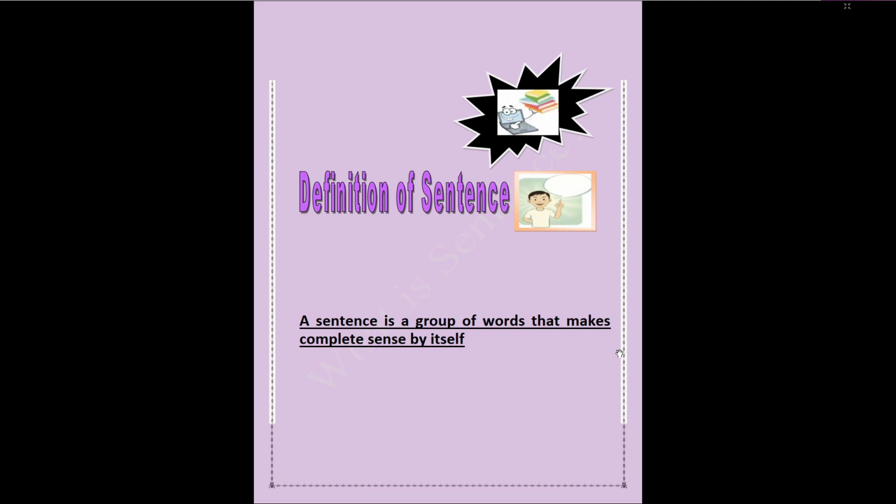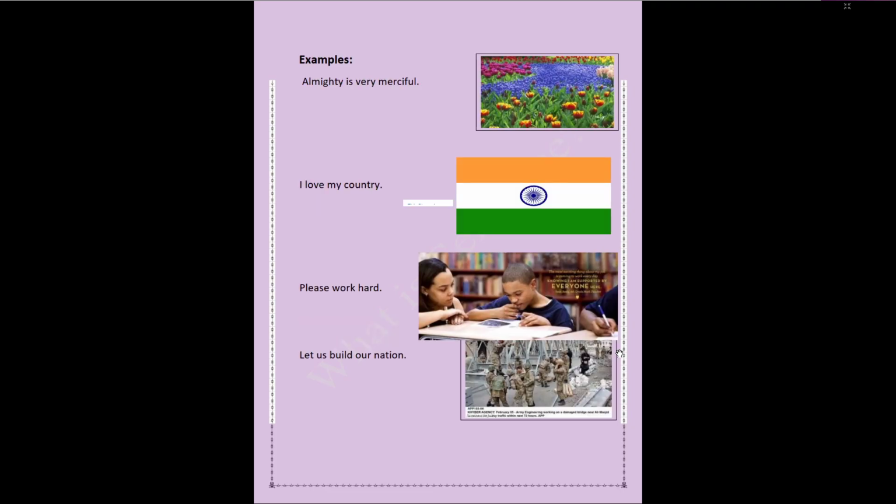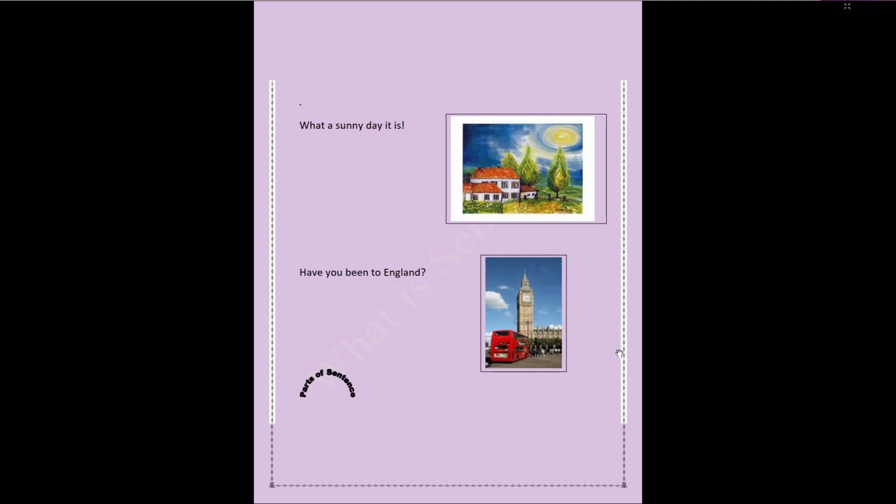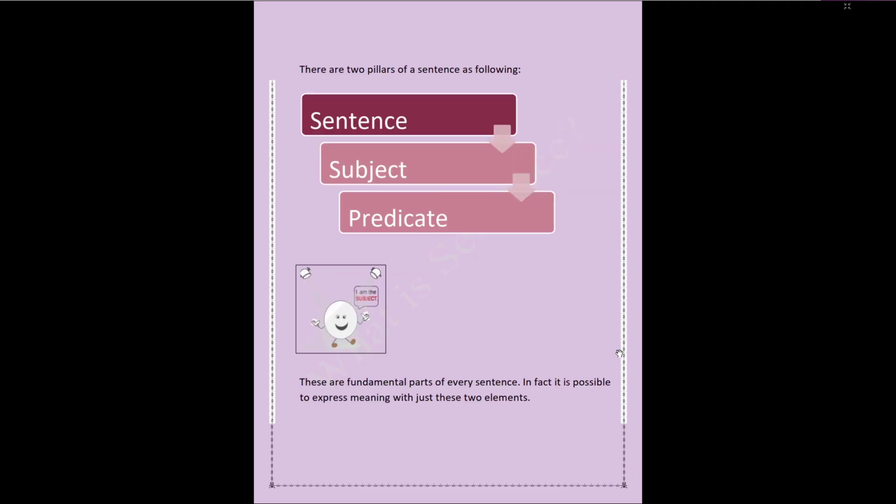For example, Almighty is very merciful. I love my country. Please work hard. Let us build our nation. What a sunny day it is. Have you been to England? Now let's move on to the parts of a sentence.